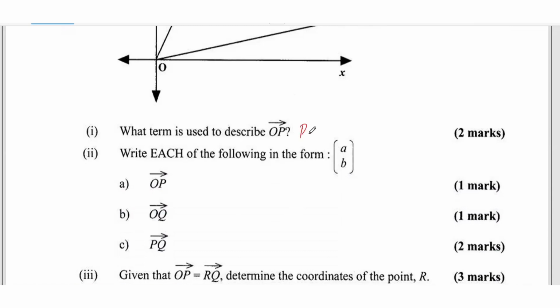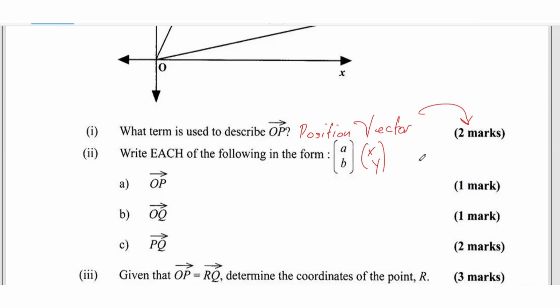Well, OP is simply a position vector. That is the term. It's a position vector, and it's 2 marks for this. OP is a position vector. Let's see what they want now. It says, write each of the following in the form AB. It's like saying X, Y, same thing.